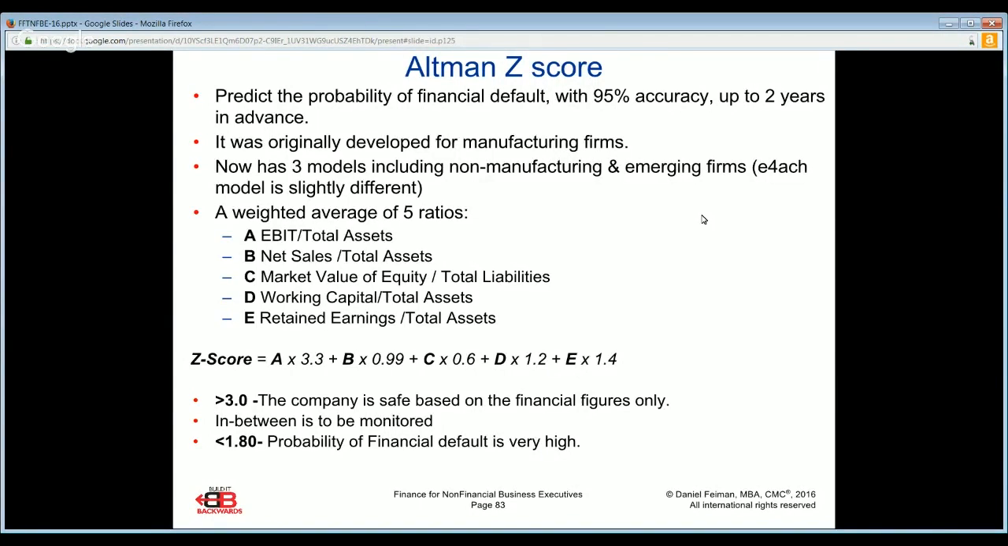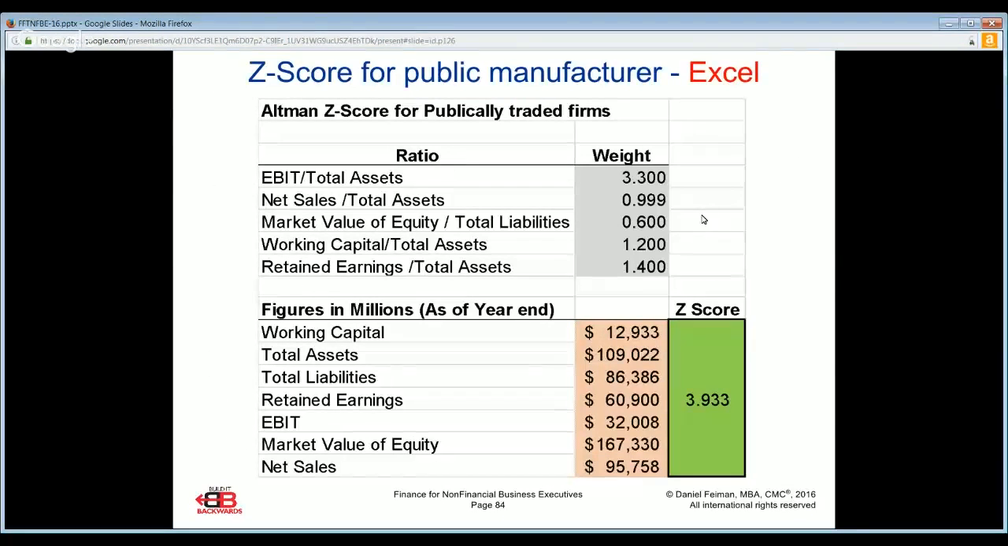Very easy to look at the financial statements and calculate those 5 ratios. It's very simple to apply those weights. You come up with a result, and as we show on the spreadsheet here, in this case, this organization has a 3.933 Z-score. Very solid financially. We don't have to worry, based on their numbers, about them defaulting on their obligations. We still do all the rest of the analysis, but we don't have to worry.